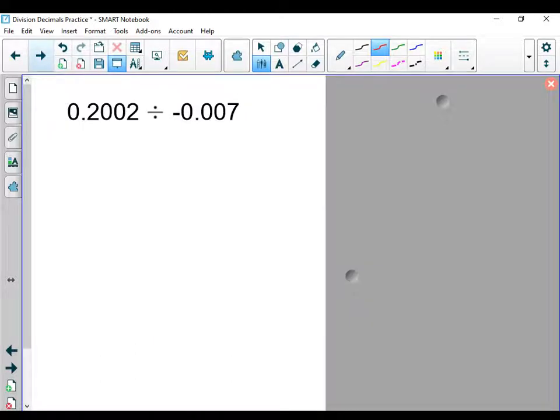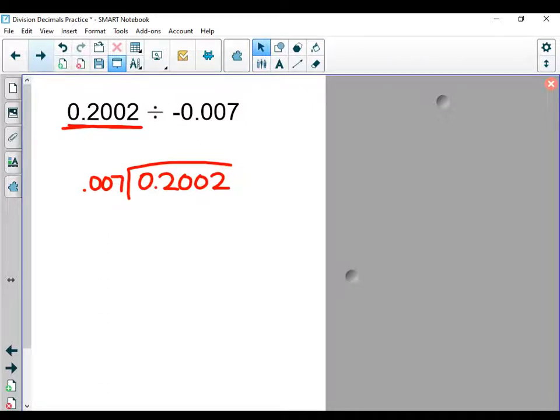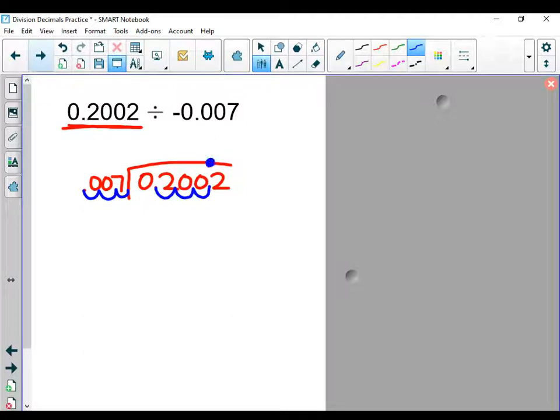Box number 1. Going through those reminders that we just wrote down. Put the first number on the inside. No decimals allowed on the outside. 3 hops till it's a whole number. And then it goes straight up.